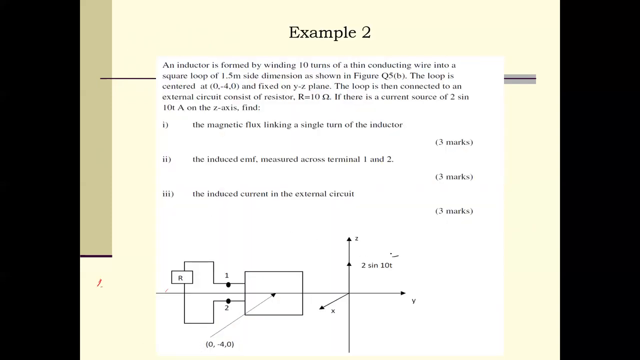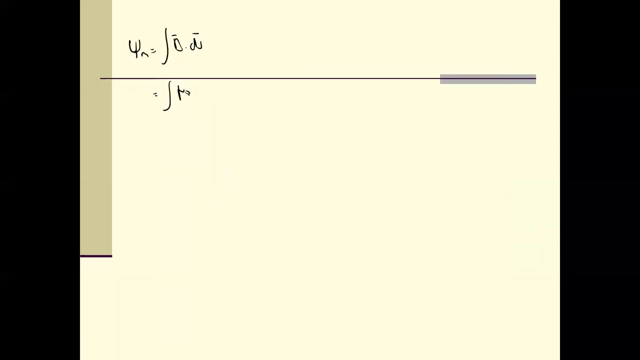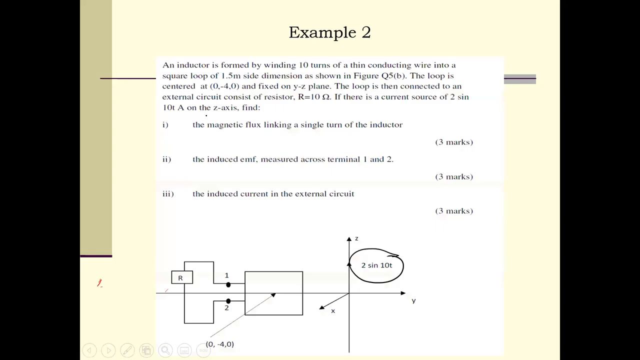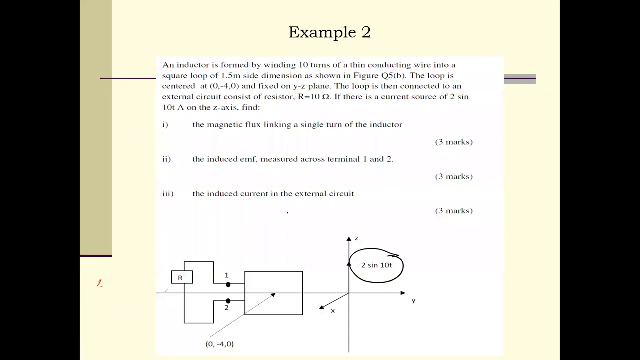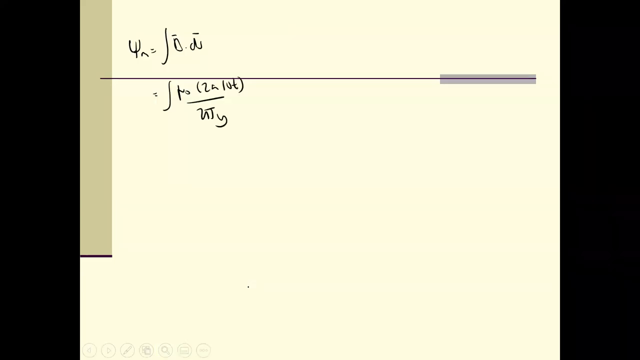Okay, so for this, it's very straightforward. The flux linked by the current will simply equal the integration of B dot ds, whereby B is based on mu naught I. Remember that B is due to this current. So B will be mu naught I, which is 2 sine 10t, divided by 2 pi y. Here y is a variable from the z-axis to any point within the inductor loop. Based on the right hand rule, the direction will be the positive x direction, and ds will equal dy dz, also in the x direction.